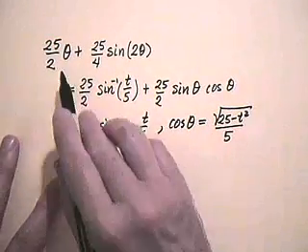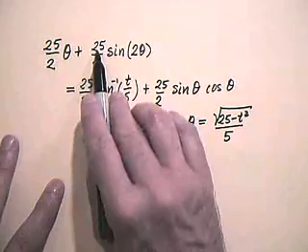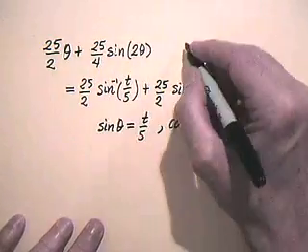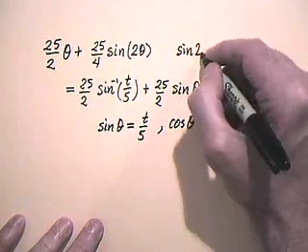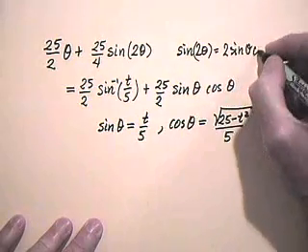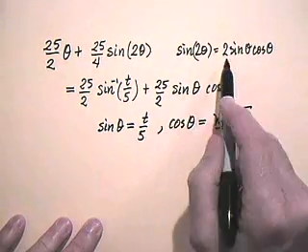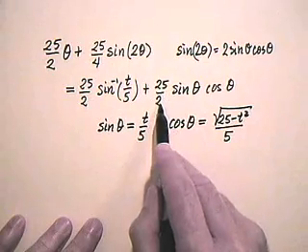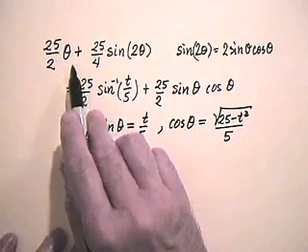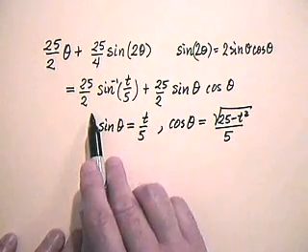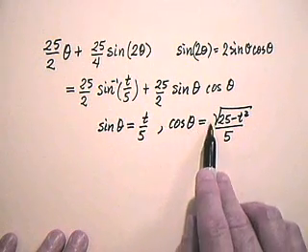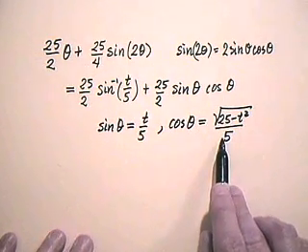So far we have 25 halves theta plus 25 fourths sine 2 theta. We're going to use the double angle formula that says sine of 2 theta is 2 sine theta cosine theta, and so the 2 cancels with the 4, leaving 25 halves sine theta cosine theta. On the other hand, we know theta is sine inverse t over 5. That's because sine of theta is t over 5. The cosine of theta is the radical over 5.